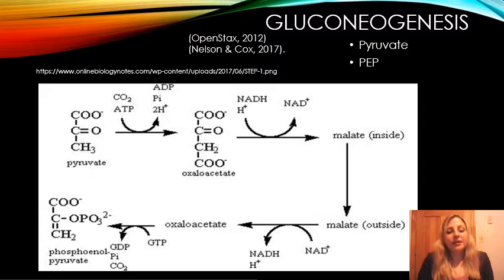This results in neither a gain nor loss of NADH for this entire reaction. Finally, oxaloacetate utilizes GTP and PEP carboxykinase, as we discussed previously, to form PEP for the remainder of the gluconeogenesis process.